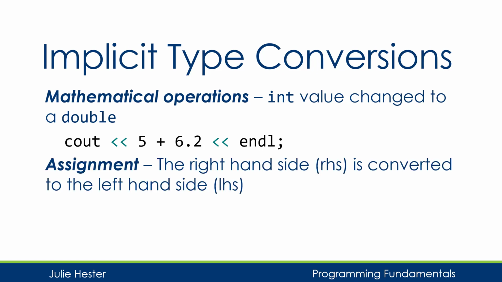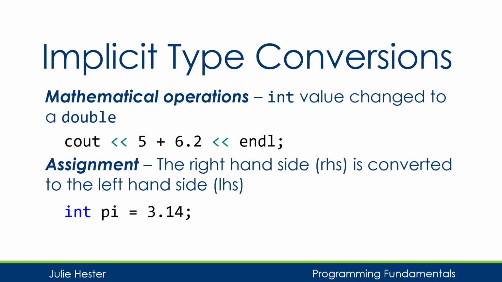Another situation where we'll see implicit type conversions is with assignment. When we are assigning a value to a variable, whatever the value on the right-hand side of the equation is, that has to become the same data type as the left-hand side. Well, this makes more sense with an example.